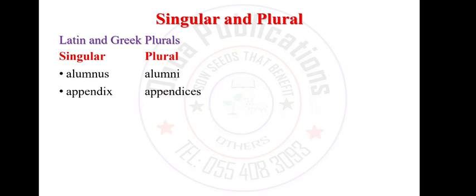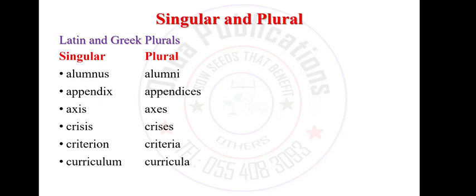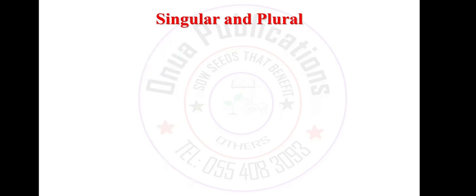So let's look at alumnus, alumni, appendix, appendices, axis, axes, crisis, criterion, criteria, curriculum, curricula, diagnosis, right? We move on to zero plurals.